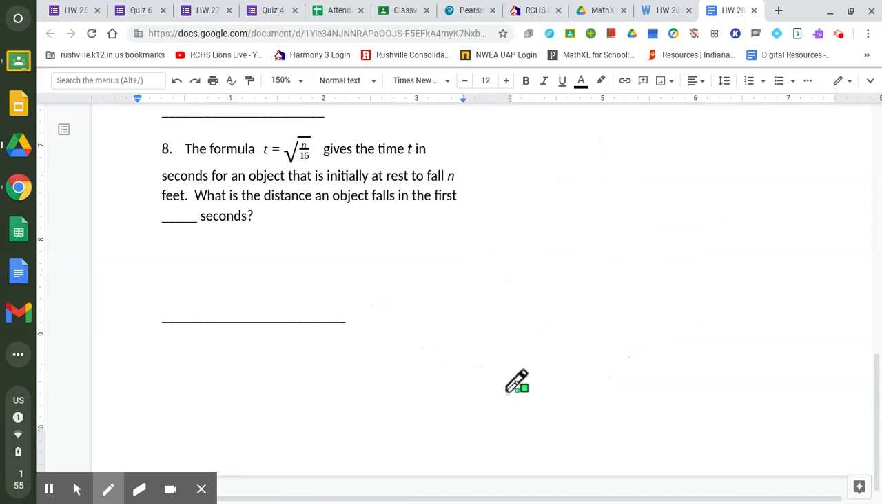And number 8 is just like our number 7. The formula t equals square root of n over 16 gives the time t in seconds for an object that is initially at rest to fall n feet. What is the distance an object falls in the first 9 seconds? So again, I'm going to come over here to the side. T equals square root n over 16. I'm going to replace the t with 9.